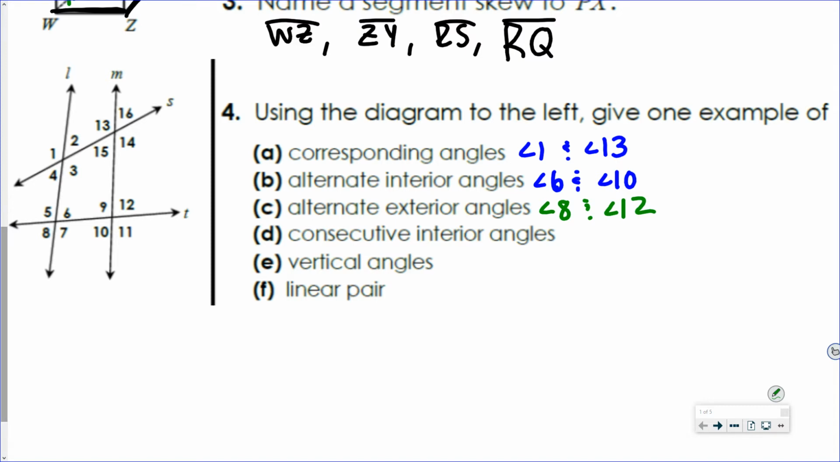Consecutive interior. This time I switched it up. I said, okay, let's look at T and S, and maybe this time M is my transversal. Interior angles would be 15, 14, 9, and 12 inside the two lines. Anyone remember what consecutive means? Same side of the transversal. Yep. So I could say 12 and 14, 9 and 15. I said angle 12.